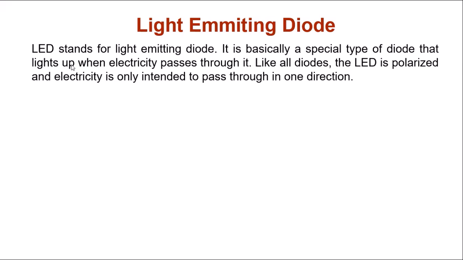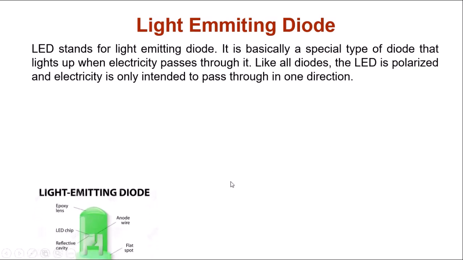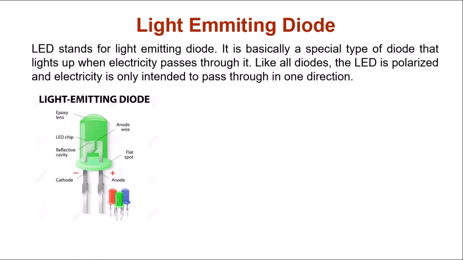Okay, let's read the definition. LED stands for light emitting diode. It is basically a special type of diode that lights up when electricity passes through it. Like all diodes, the LED is polarized and electricity is only intended to pass through in one direction. Okay, let's see how it appears. So this is the LED.